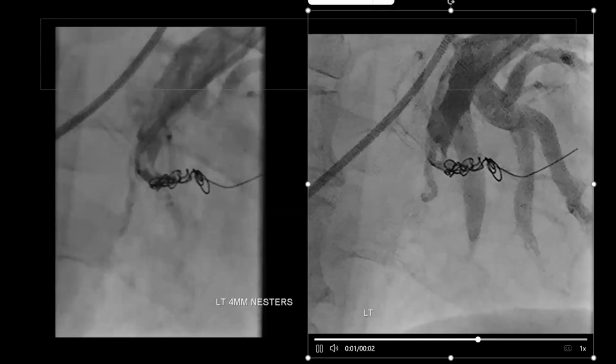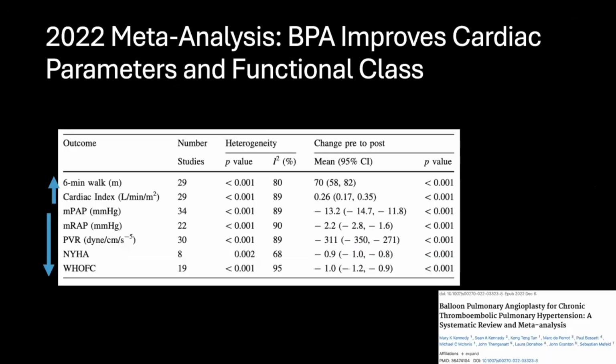So what's the data to support BPA? I saw mentioned in the chat, there's two RCTs, MR-BPA and the RACE trial. But this is a meta-analysis that was performed in 2022 by our institution. And ultimately, we do two things. So we can improve hemodynamic parameters, but we also improve functional class.